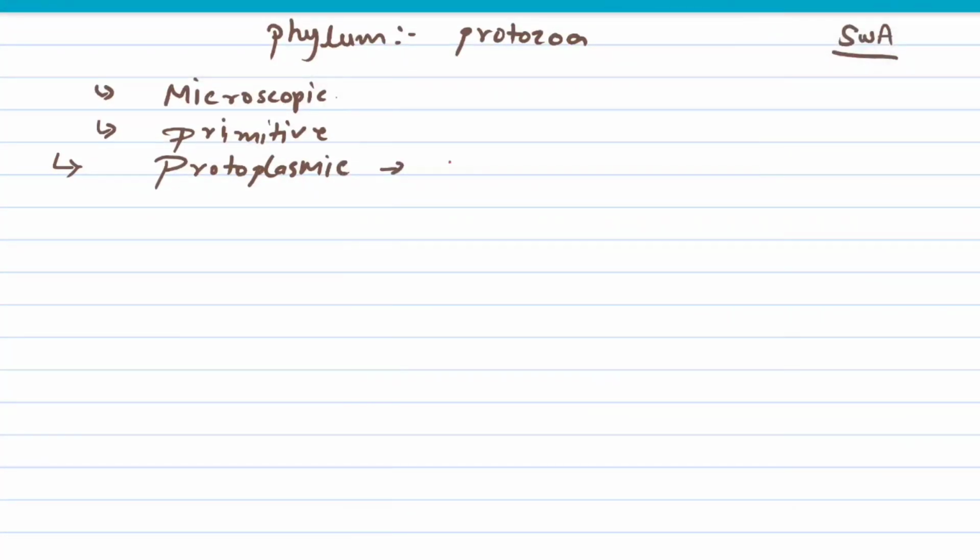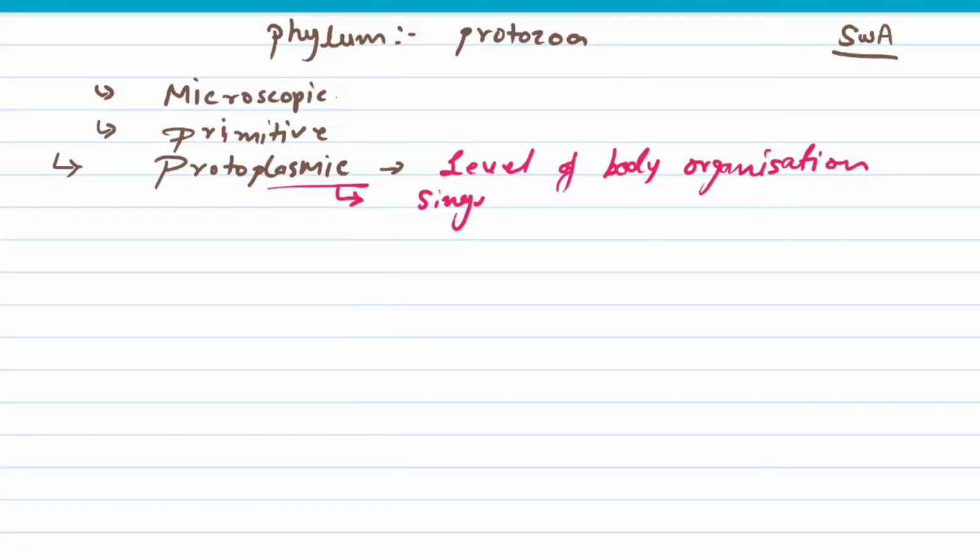Why do we call it protoplasmic? Because in Protozoa all functions, all physiological activity, are performed in a single cell, within the boundary of a single cell. So we can say a single cell performs all vital physiological activity.